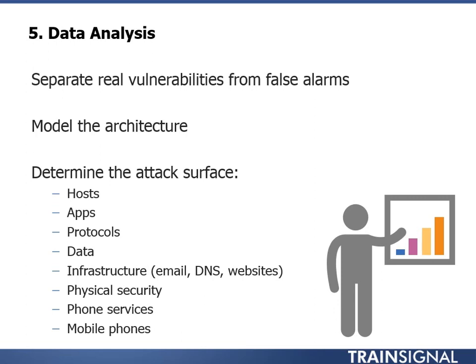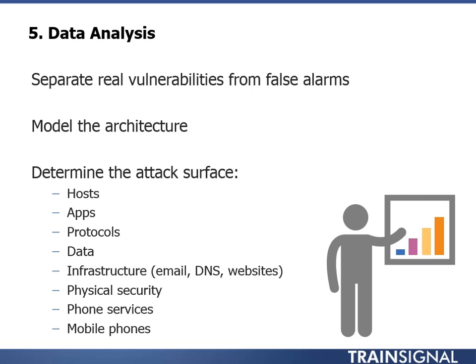Hopefully some of that exists already, but you know what? There are a lot of organizations out there that don't have a model for their systems, and a vulnerability scan is a good time to put that together for them if they don't have it yet. All this adds up to you determining the attack surface. These are potential places where your organization can be attacked, and it's going to be hosts and apps and protocols and data and your email and DNS infrastructure.